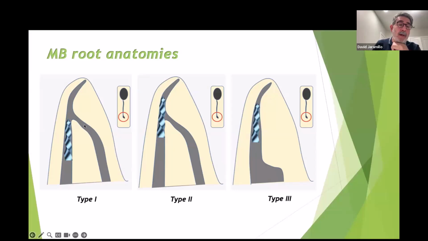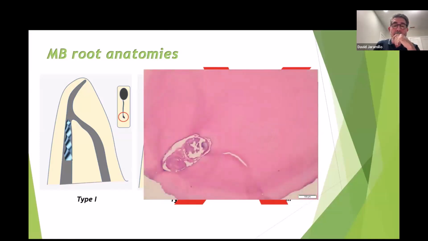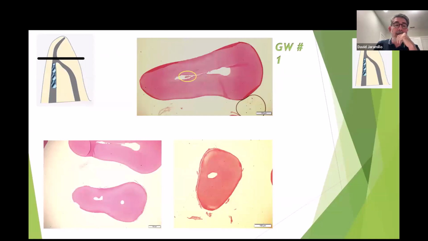So the interesting part is to see what the technique can do to the tissue remaining in this portion, and without instrumenting, what is the condition of this other canal. So this is what we found. We found pulp tissue beyond the broken instrument when it was blocked. So there's no way we can find it.